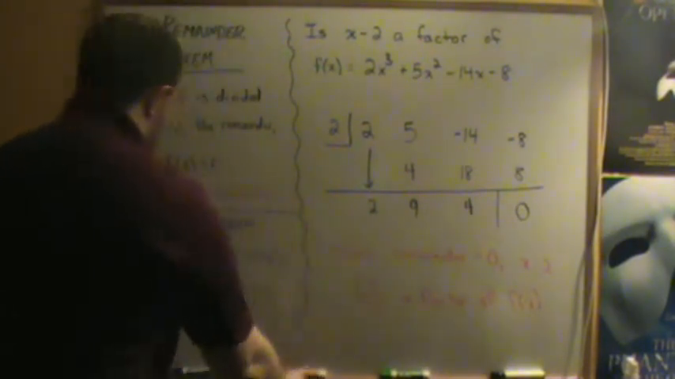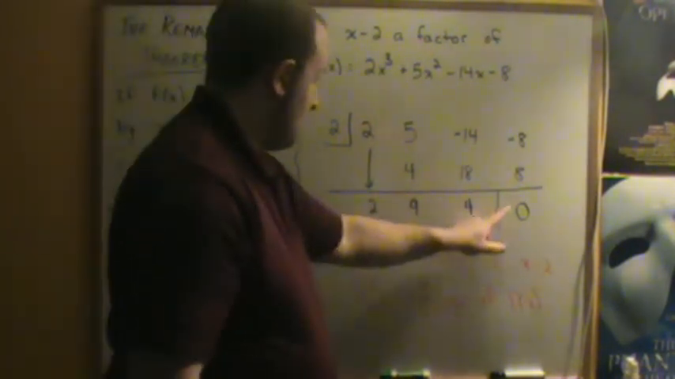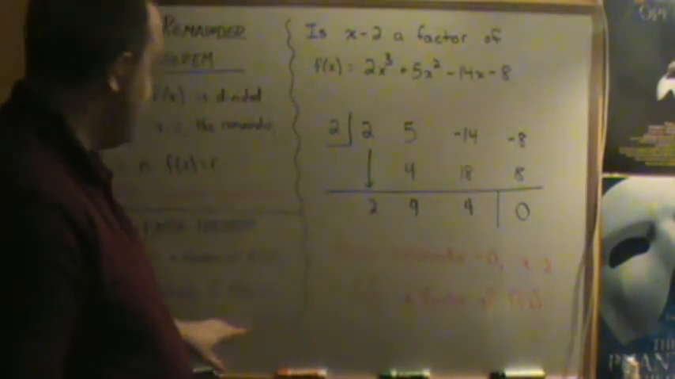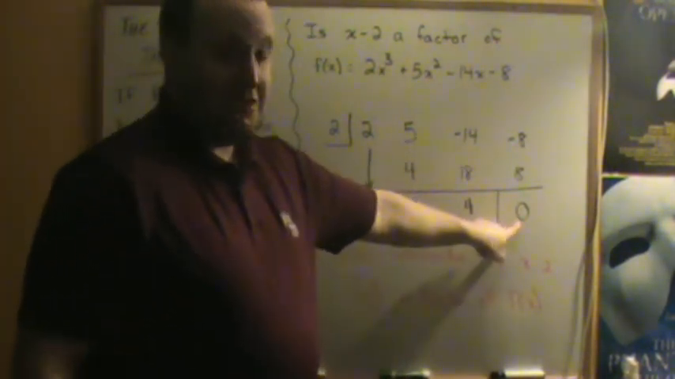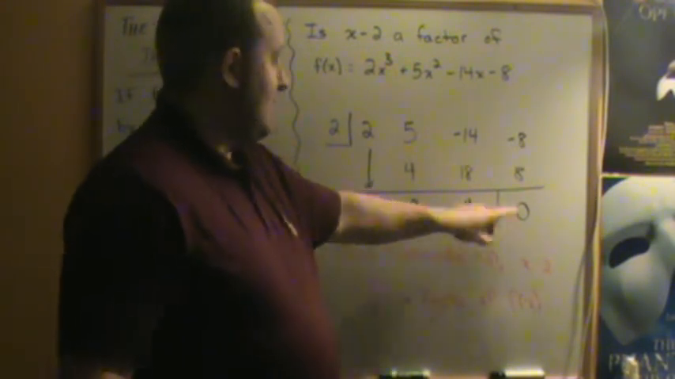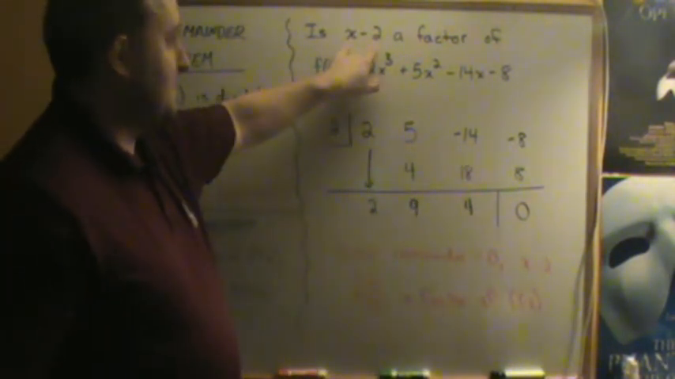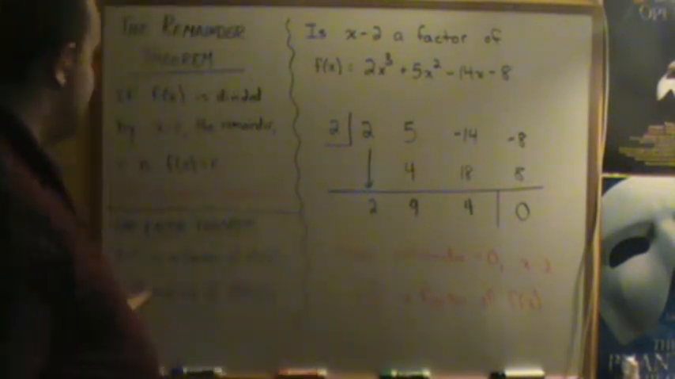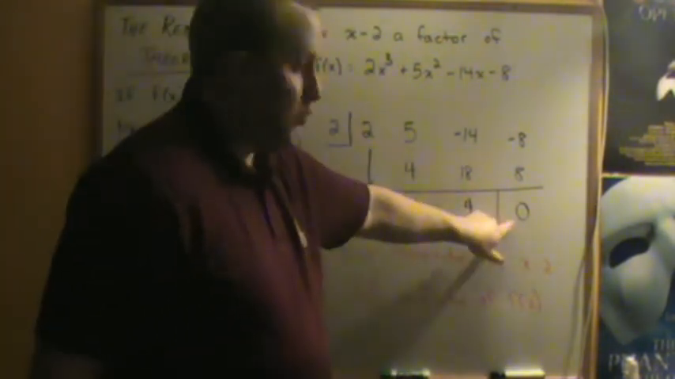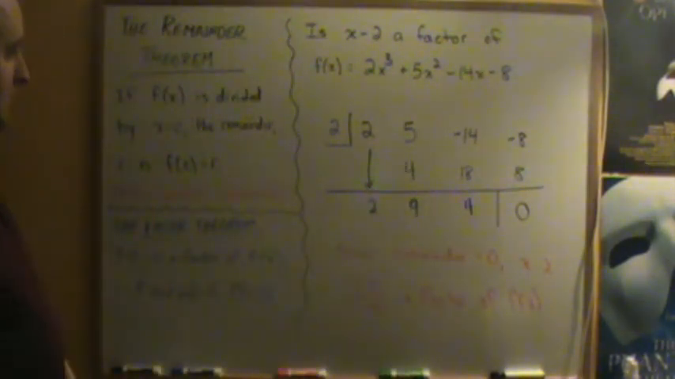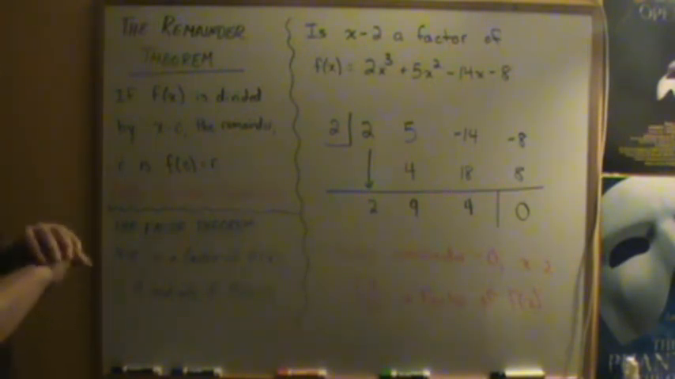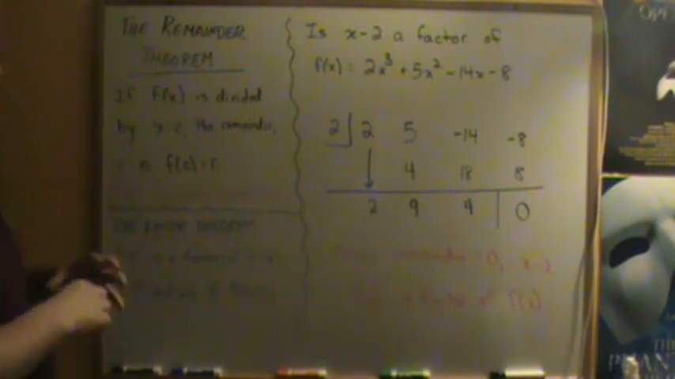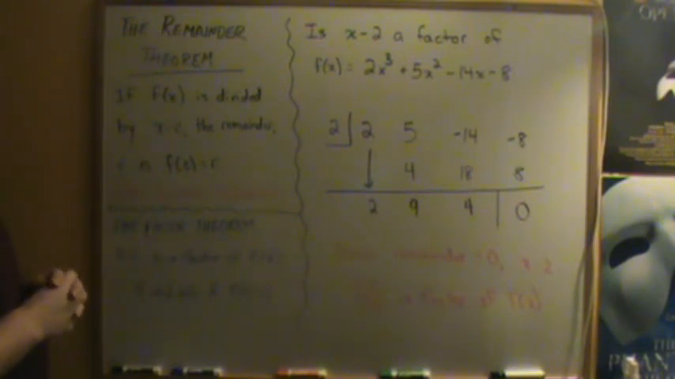If you do this synthetic substitution here for the Factor Theorem, and you get anything other than 0 as your remainder, that binomial will never be a factor of the function f of x. So using the Factor Theorem to determine if something's a factor, you want a remainder of 0 here. And believe it or not, this Factor Theorem comes into play in something called the rational zeros theorem, when you're asked to find all the zeros of a polynomial function.